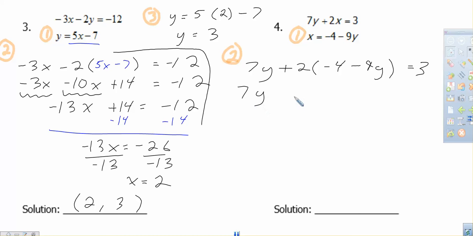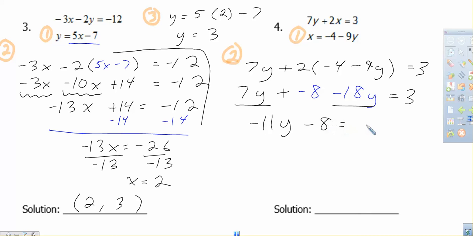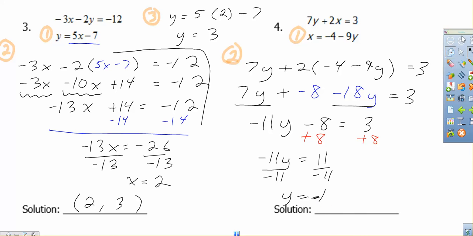So we bring down our 7y, distributing there. We get negative 8 minus 18y equals 3. Combining like terms, we get negative 11y minus 8 equals 3. Adding 8 to both sides, that's 11. Negative 11y equals 11, and dividing by negative 11, y equals negative 1. Okay, so y is negative 1.